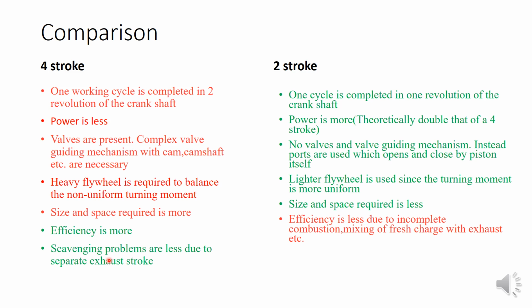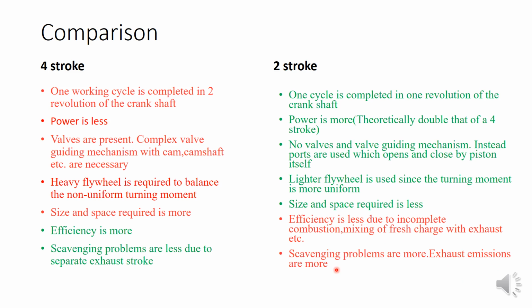Scavenging. Scavenging means removal of burnt gas out of the cylinder. That problem is less due to the separate exhaust stroke. So in four-stroke engine we can almost completely remove the burnt gas because of the separate exhaust stroke and help from the piston. But in two-stroke engine scavenging problems are more. So that means in the two-stroke engine we will be having more exhaust emission, carbon dioxide, carbon monoxide. So all this will be more, particularly carbon monoxide. With incomplete combustion, the main component coming in the exhaust will be carbon monoxide. So exhaust emissions are more.